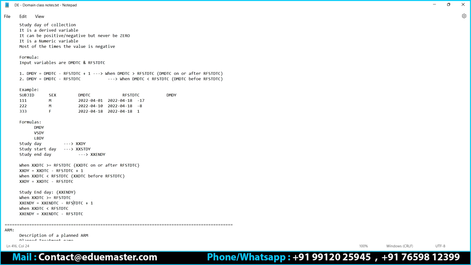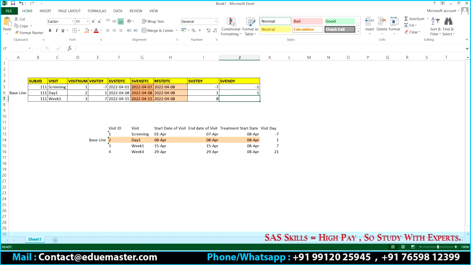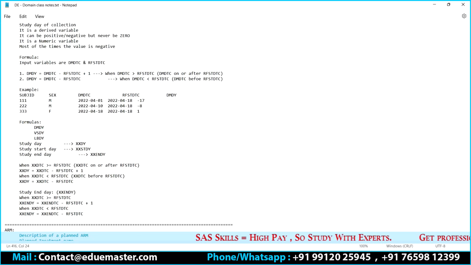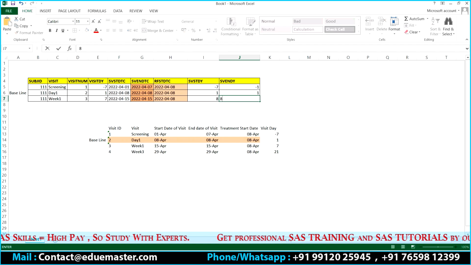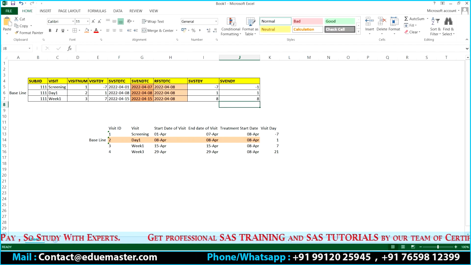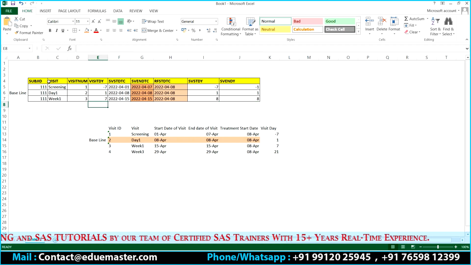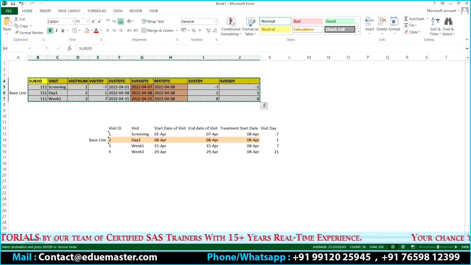If it is going to be before, one calculation. If it is going to be after, there is a different calculation. The calculation is going to be SVENDTC minus your treatment start date plus 1. Correct? The same calculation is applicable here as well. All of you are clear with this? Is it simple?